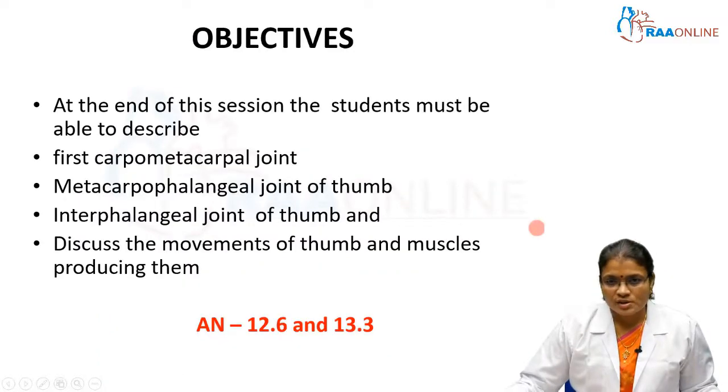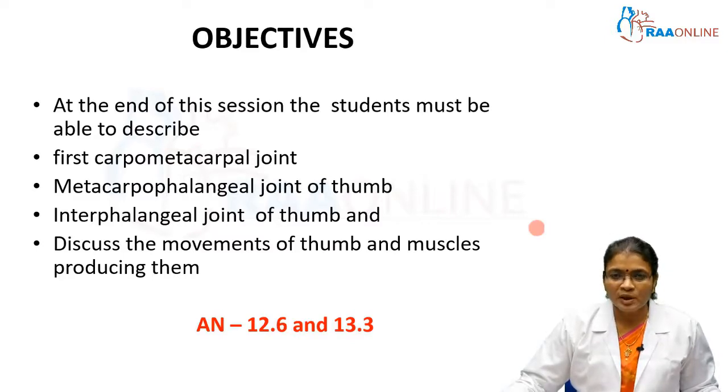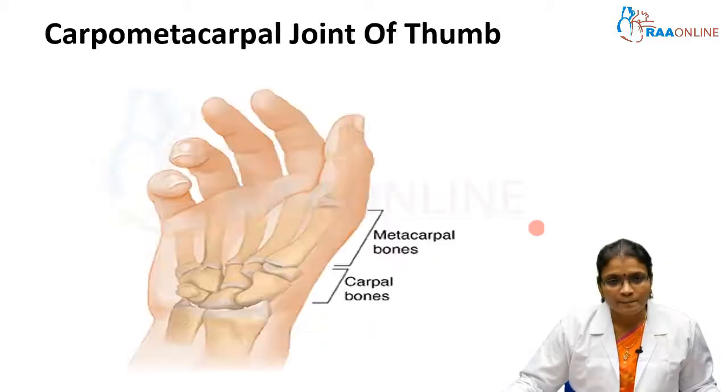Objectives of this session. At the end of this session, you must be able to describe the first carpo-metacarpal joint, metacarpophalangeal joint of thumb, interphalangeal joint of thumb, and discuss the movements of thumb and the muscles producing them.